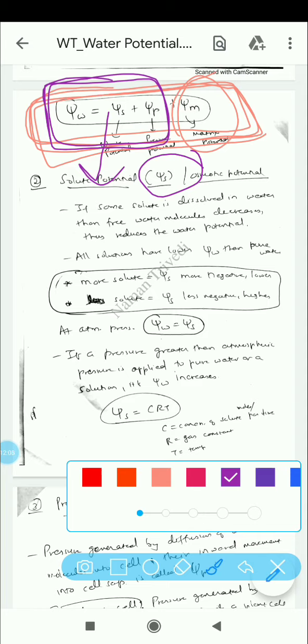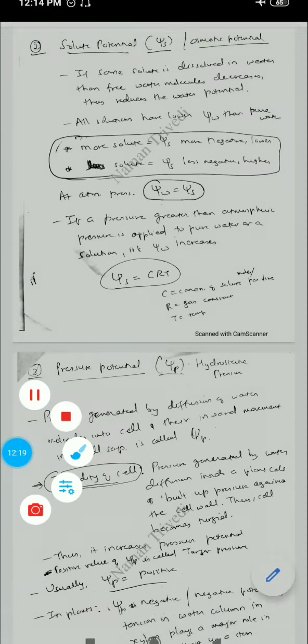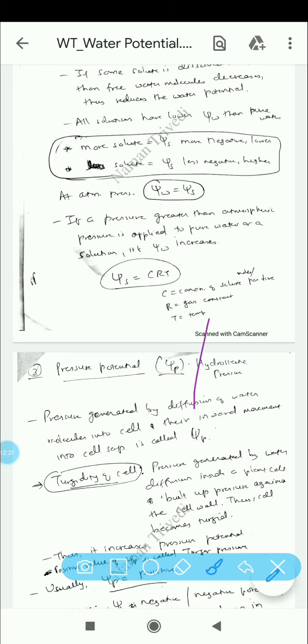Psi s can also be termed as osmotic potential. Okay. So now we'll understand psi s, because it is an integral part of understanding water potential.